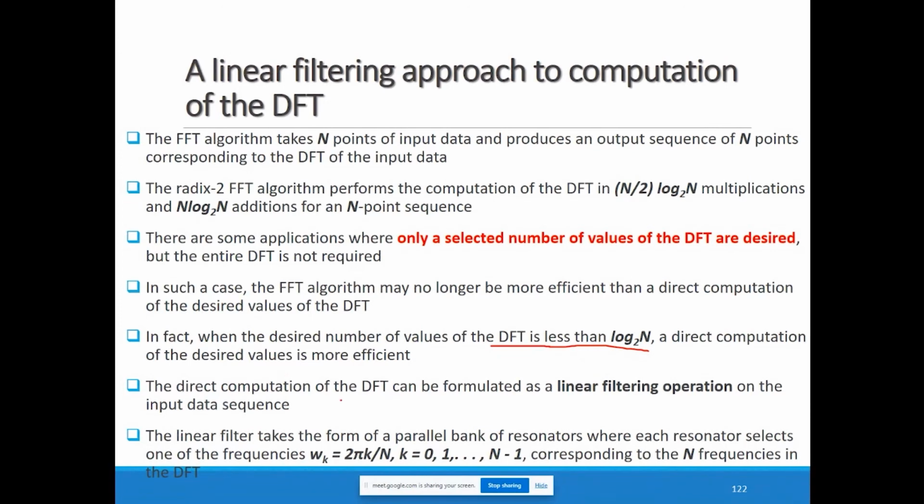The direct computation of the DFT can be formulated as a linear filtering operation on the input data sequence. So to reduce the complexity further, we select a new approach, that is, a linear filtering operation on the input data sequence. Now we obtain the DFT with the help of linear filtering. The linear filter takes the form of a parallel bank of resonators, where each resonator selects one of the frequencies. Out of that, we select a few of the frequencies corresponding to the N frequencies in the DFT.